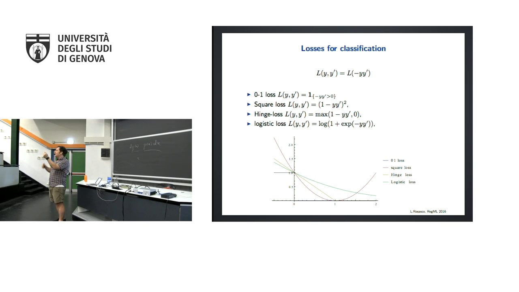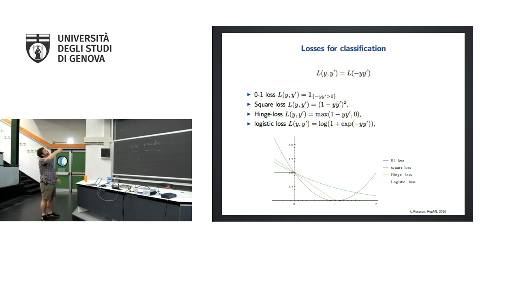I take f of x, I take y, and I take their product. If they have the same sign, I'm happy, because this is positive. If this is negative and this is negative, I'm also happy. Okay? 1, 1, minus 1, minus 1. If they have the wrong sign, there's something going wrong, because I get a function that says positive, but truly it is negative, or the other way around. So what you see is that all the loss functions in classification can be written as a function of the product of y and y prime, okay? Where y and y prime are just some values in the output space. So the product seems to be the natural quantity to look at in binary classification.